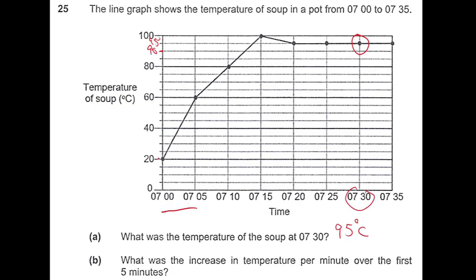What is the temperature change from 20 to 60? The temperature change is 60 minus 20, which is equal to 40. So this is 40 degrees change over 5 minutes, but per minute, so you divide by 5. 40 divided by 5 is 8. So the answer is 8 degrees Celsius change per minute. As I said, don't worry about the unit. You just write the answer 8 because the units are provided in the answer sheet.